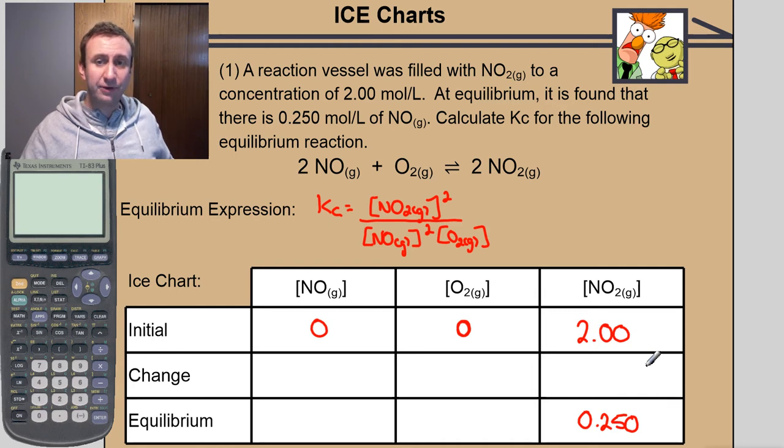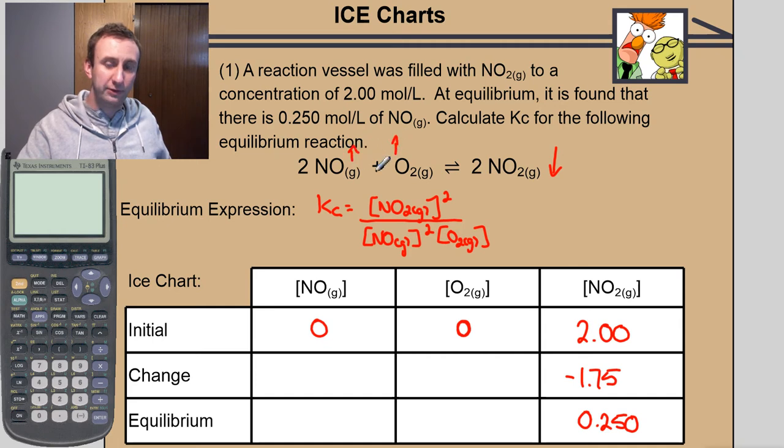Okay, that's all the information I have from the question, but I've now got a sandwich here and I can find the filling. I have 2 moles per liter to begin with. I have 0.250 moles per liter at the end. So that means that I had a change of negative 1.75 moles per liter. So it went down by 1.75 to reach this. NO2 is on the opposite side of NO and O2. So if this went down, if I used this up, then these two had to increase.